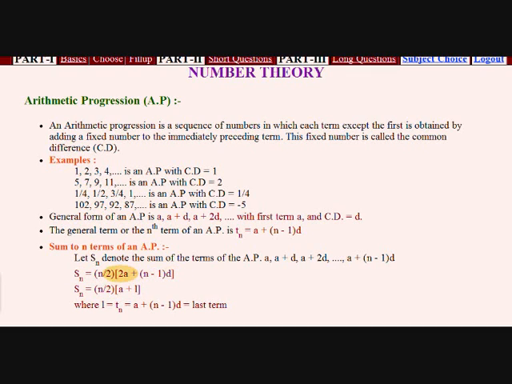Okay, you have to complete this, then multiply by n by 2. That is n by 2, and another one is a plus l, that is a being the first term, and l equal to t n equal to a plus n minus 1 d, this being the last term. L being the last term. This is the nth term. This is how it is denoted. Okay, these are the formulas we have to remember.